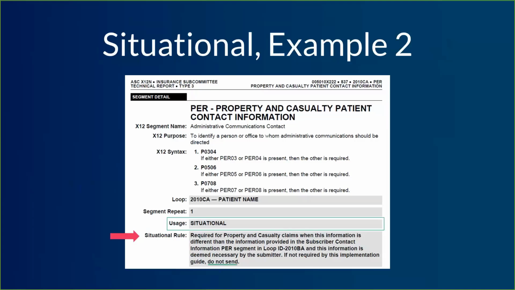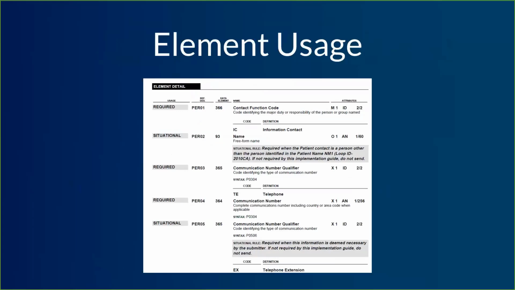Another thing about required and situational before we move on is that we were looking at all of that on the segment level, but it's also on the element level. You can see here, this is actually a continuation of that same PER segment we were just looking at. And now we're looking at PER01, PER02, PER03, etc. And next to each one of those, there's a usage. Now you'll notice some of those usage indicators say required.